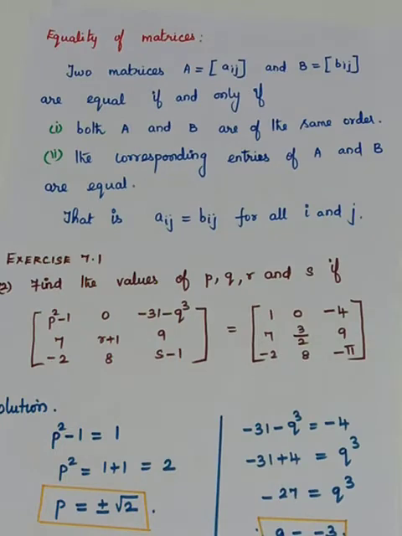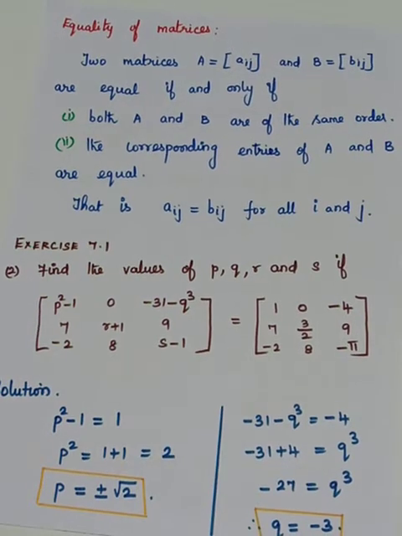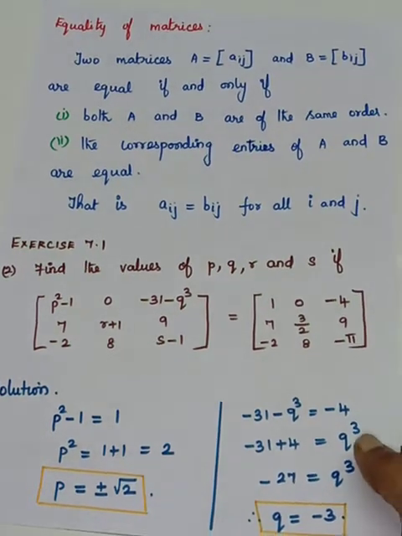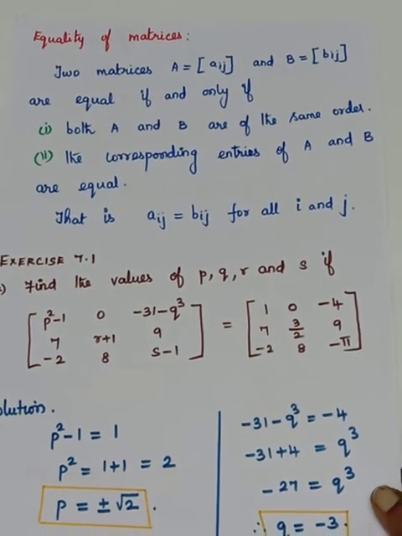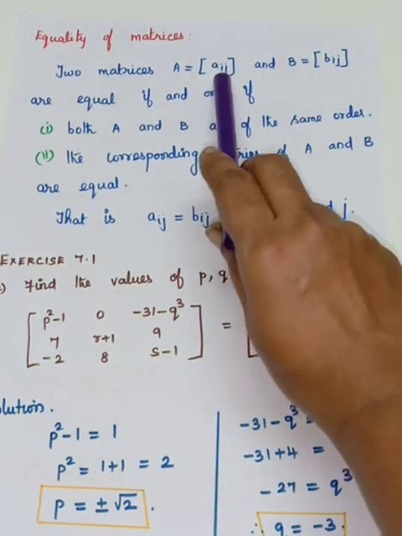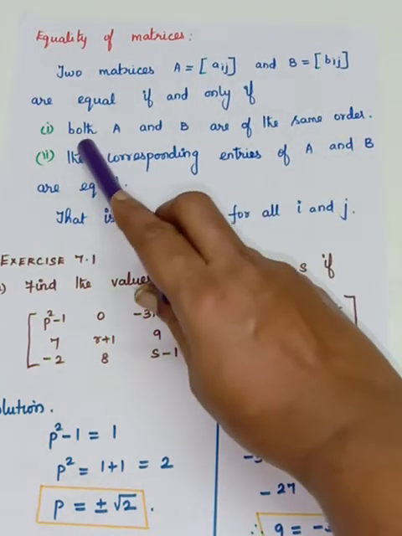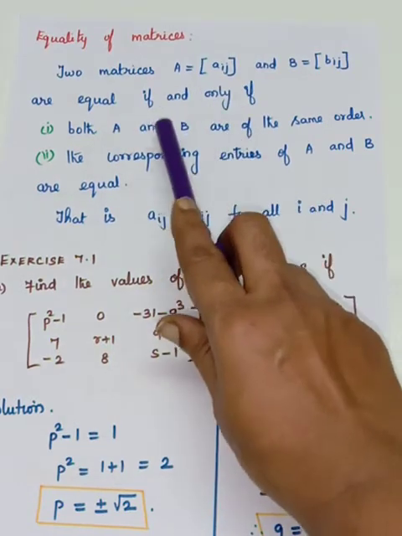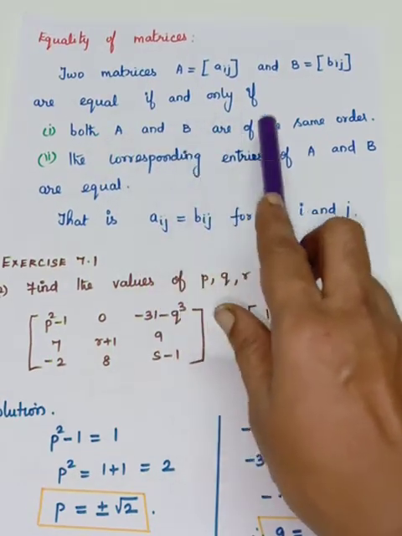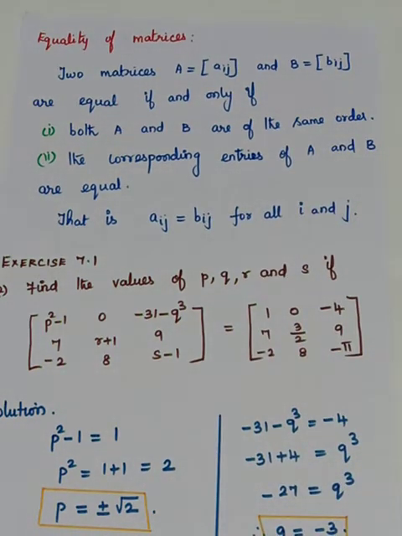Okay, so next topic, it is equality of matrices. See that we will have 2 or 3 matrices when they will be equal. So here we have taken 2 matrices. One is A having the elements Aij. Another matrix is B having the elements Bij. They are equal if and only if both A and B are of the same order, the 2 matrices having the same order.